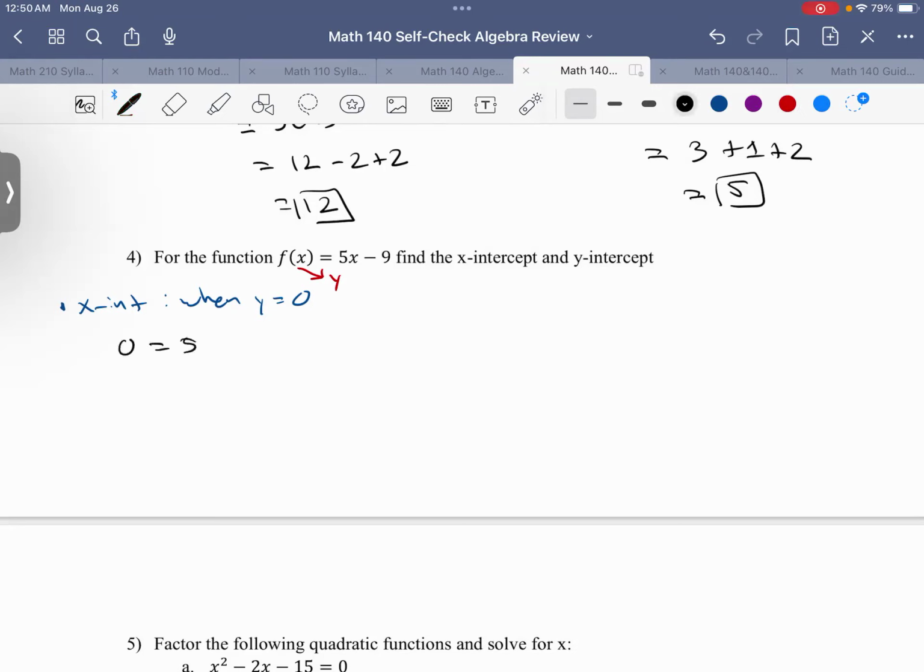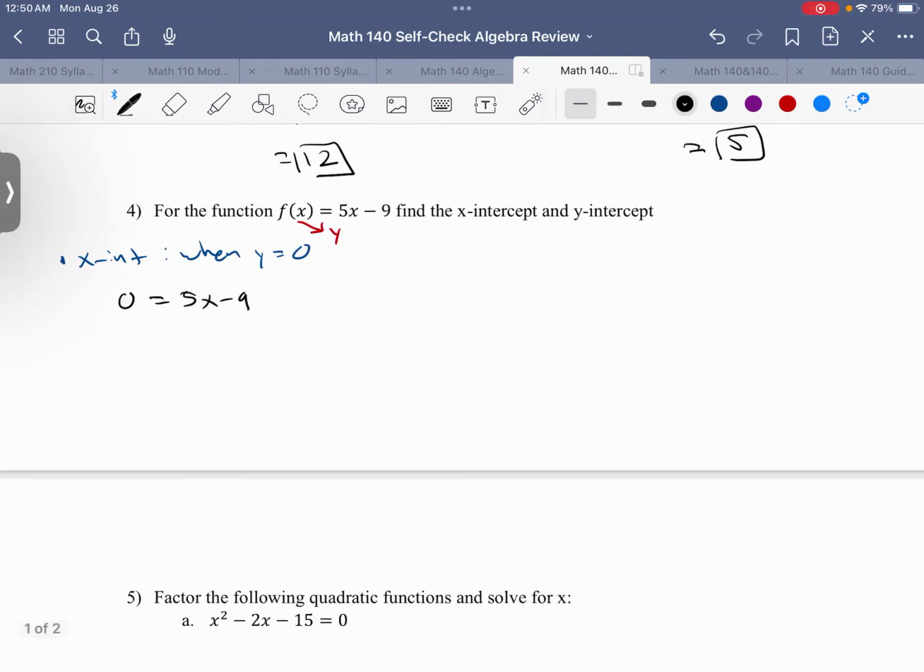So 0 equals 5x minus 9, right? Because that's when y is 0. So now I just got to solve for x and figure out what that is. So if I add 9 on both sides, I get 5x equals 9, right? And if I divide 5 to both sides, I get 9/5. And that is my x-intercept. So I would get a coordinate point like 9/5, comma 0.